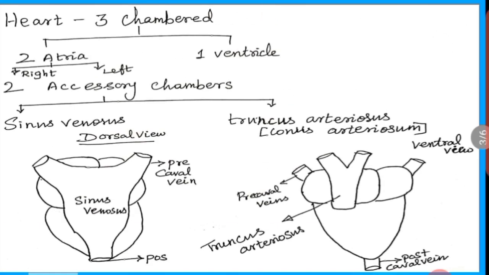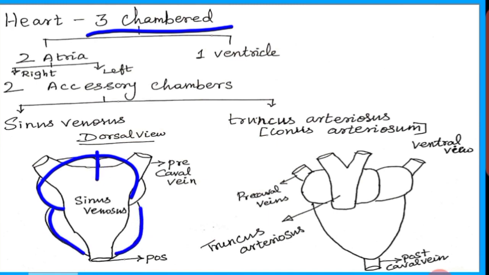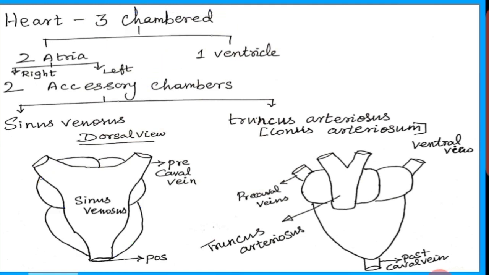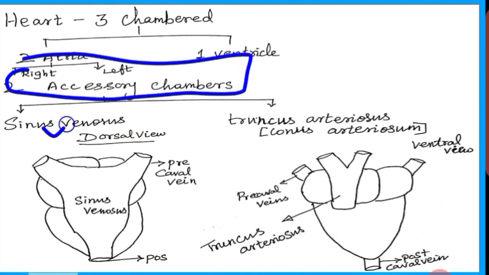Heart is actually 3-chambered. 2 atrium, which is upper chamber, and 1 ventricle, which is lower chamber. So, totally heart has 3 chambers. Besides this, heart has 2 accessory chambers. That is sinus venosus and truncus arteriosus.